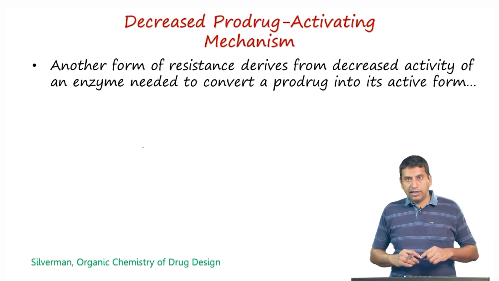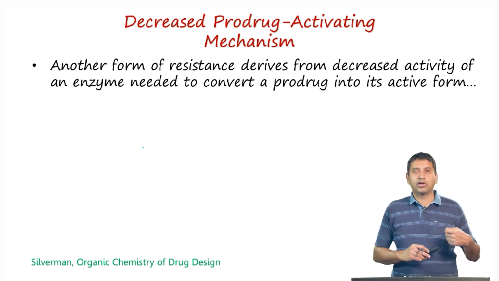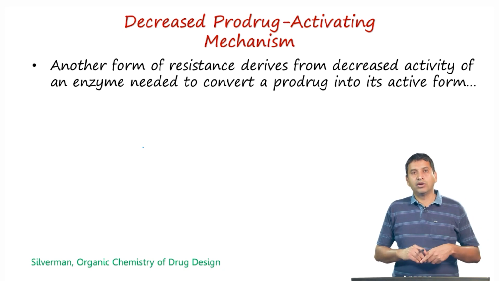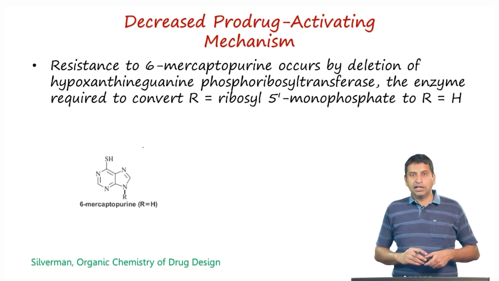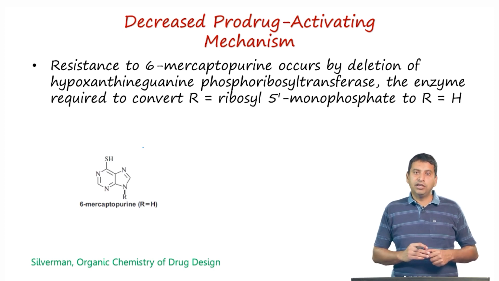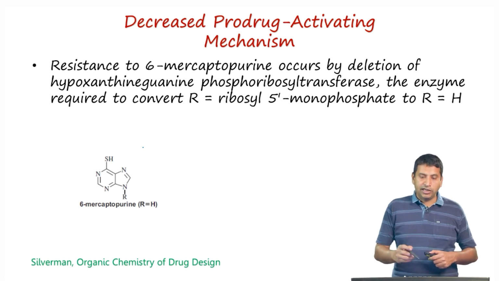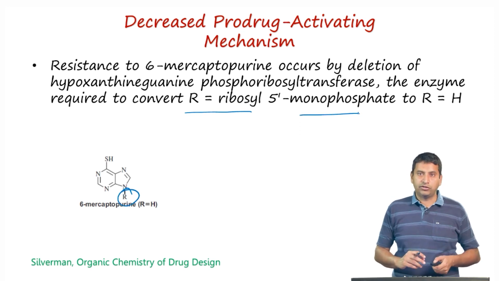We have looked in detail at prodrugs. The concept in a prodrug is that you need metabolism for the prodrug to be activated. So, one other form of resistance is that the enzyme that is activating the prodrug goes down in quantity. The activity of the enzyme can go down, and then that can result in drug resistance. An example here is the resistance to 6-mercaptopurine, which occurs by deletion of hypoxanthine guanine phosphoribosyl transferase, the enzyme which converts this ribosyl form to the R equals H form.